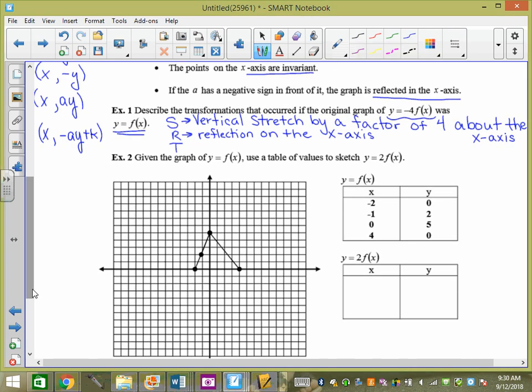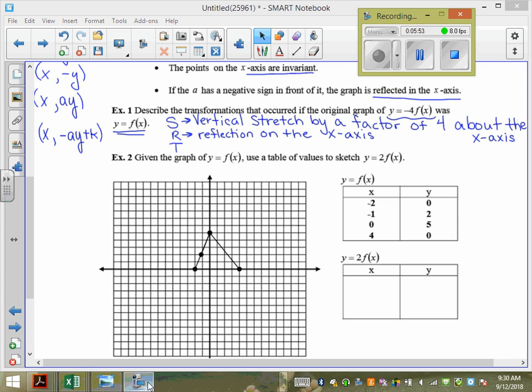So when it was a reflection, all of our positive y's became negative, all of our negative y's became positive, right? When it's a stretch, if it's a 2, what do you think we're going to do? A stretch of 2. It's going to make everything what? All my y's double. Yeah? So it's going to stretch this way, correct? Now let me show you something first.